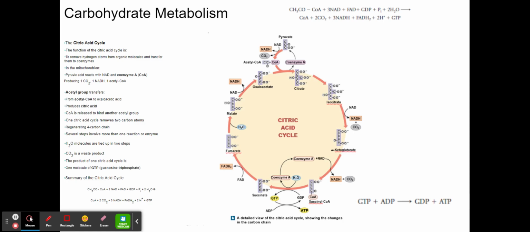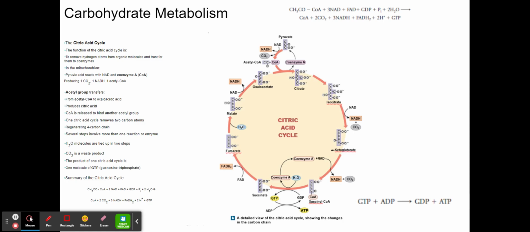This sets the stage for a sequence of enzymatic reactions called the citric acid cycle. It's also known as the tricarboxylic acid cycle, or the TCA cycle, and the Krebs cycle. Because citric acid is the first substrate of the cycle, we'll use citric acid cycle as the preferred term. The function of the citric acid cycle is to remove hydrogen atoms from organic molecules and transfer them to coenzymes.